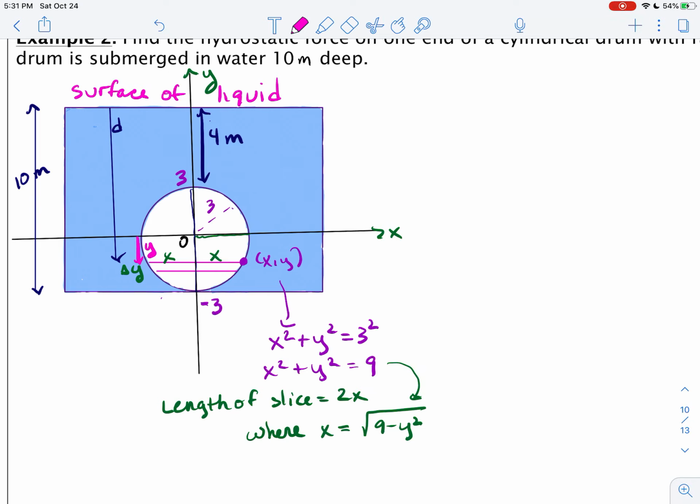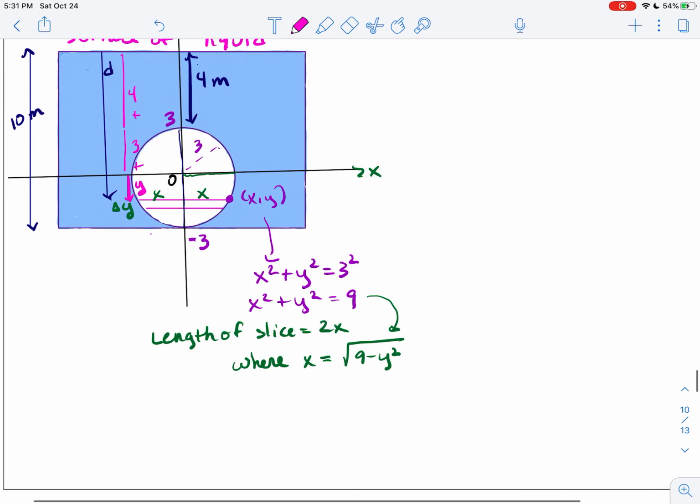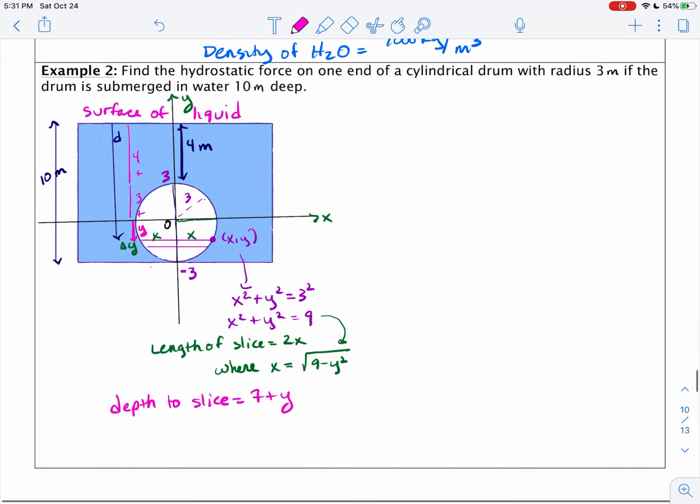Because in calculating the entire force against the side of the entire circle, if we keep that at regular y, we're really calculating the force against this symmetrical slice. But we're doing the whole thing, so we should be good. That depth is going to be 4 plus another 3 plus y. So we can say that our depth to the slice is going to be 7 plus y. Good? All right, so now I think we're ready to put together our delta area, delta pressure, and then our delta force. So here we go.